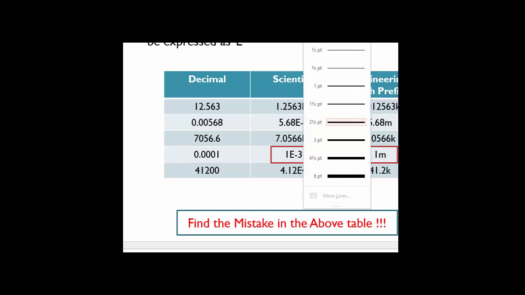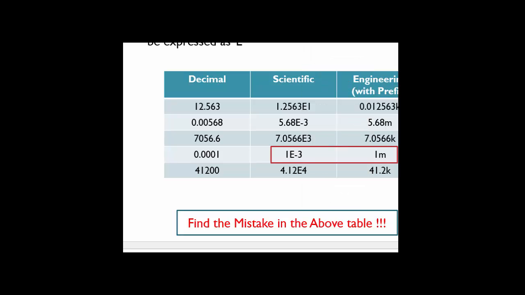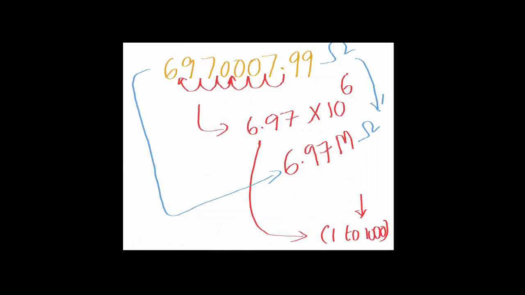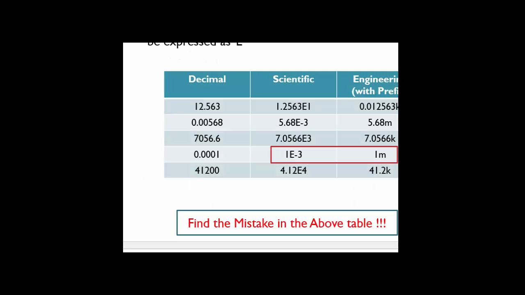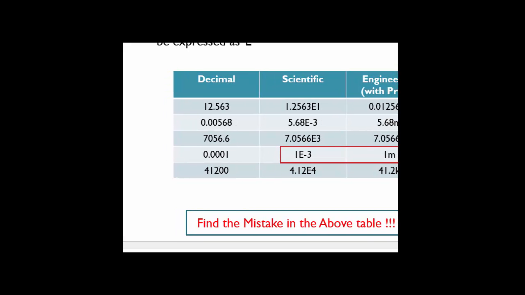So I have 0.0001. Let us convert it into scientific and engineering notation and find out what the mistake is. So 0.0001. Let me check. Yeah, okay, that's the number that we are saying has a mistake in here.